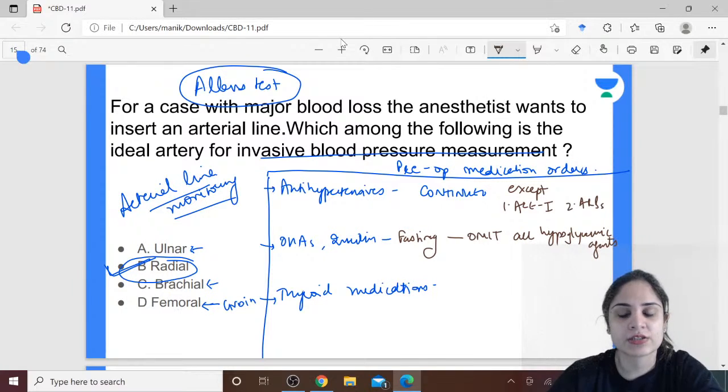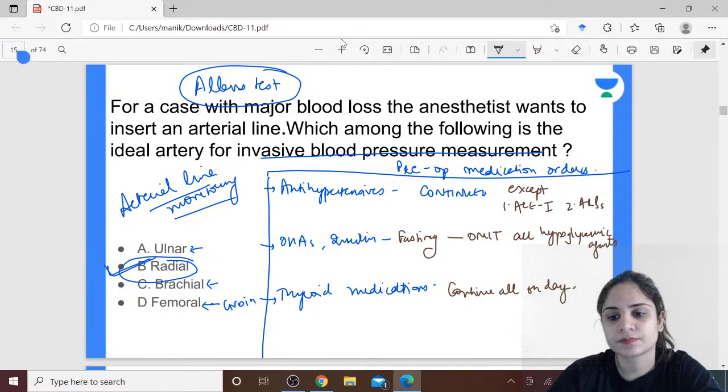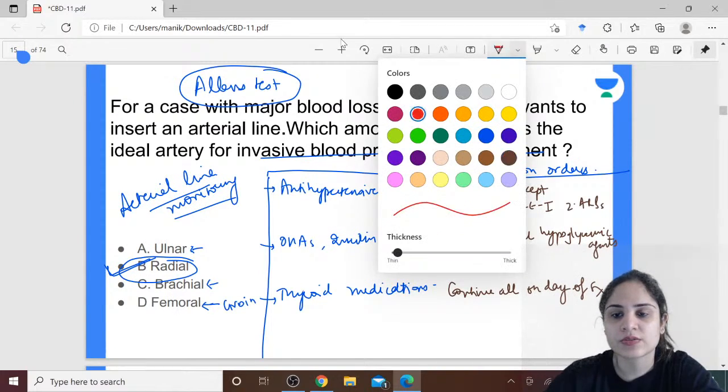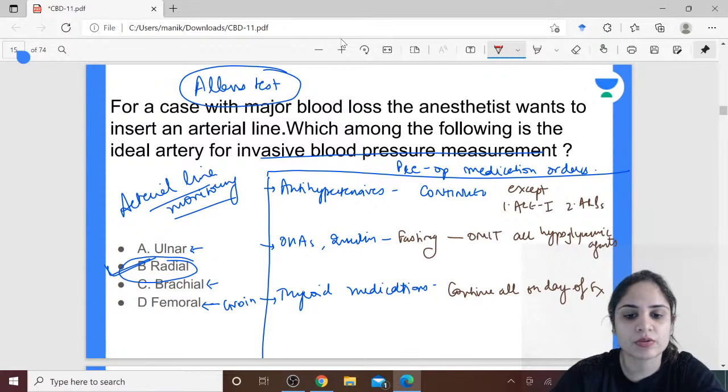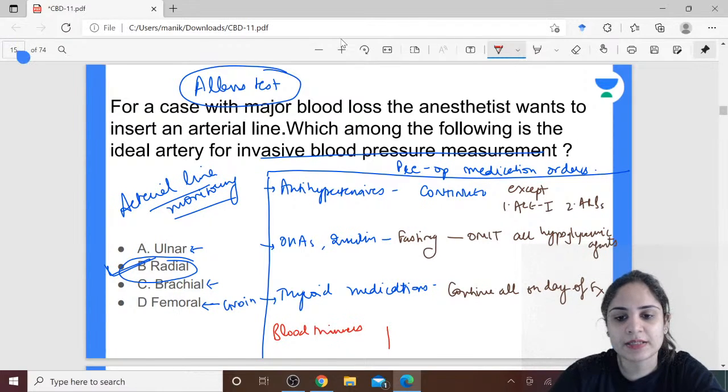Now, thyroid medications. If the patient is on thyroid medications, anti-thyroid or pro-thyroid, any of them. If the patient is on thyroxine supplements or on anti-thyroid medications for hyperthyroidism, you have to continue all of them on the day of surgery. And last but not the least, if they want to ask you some difficult questions, they will ask you about blood thinners. There are 3 blood thinners that you should definitely know and when to stop them.